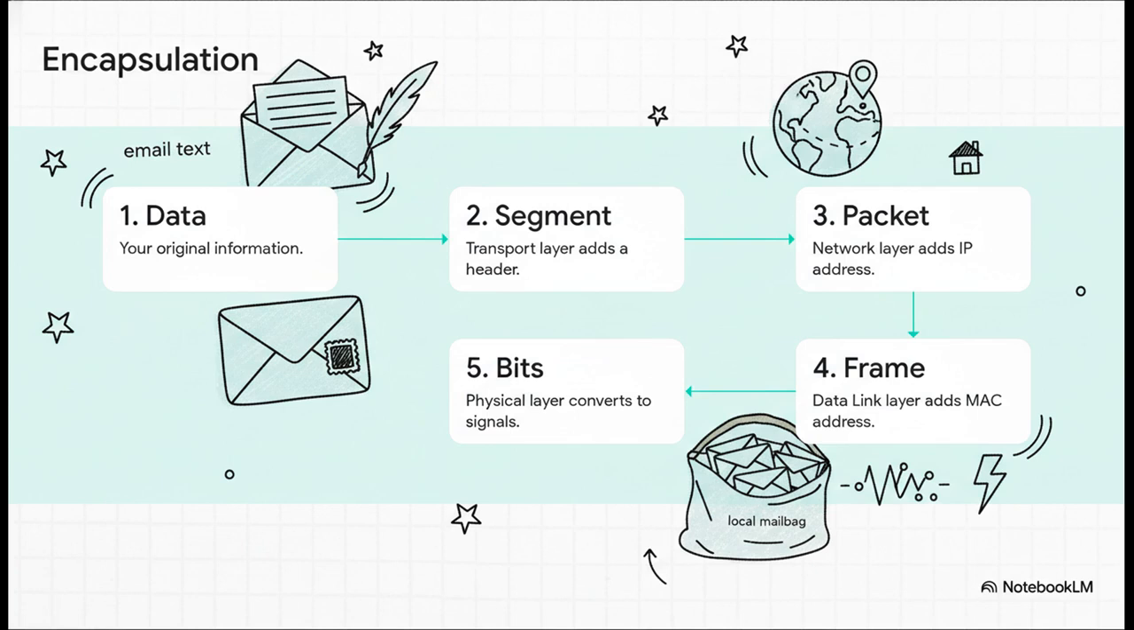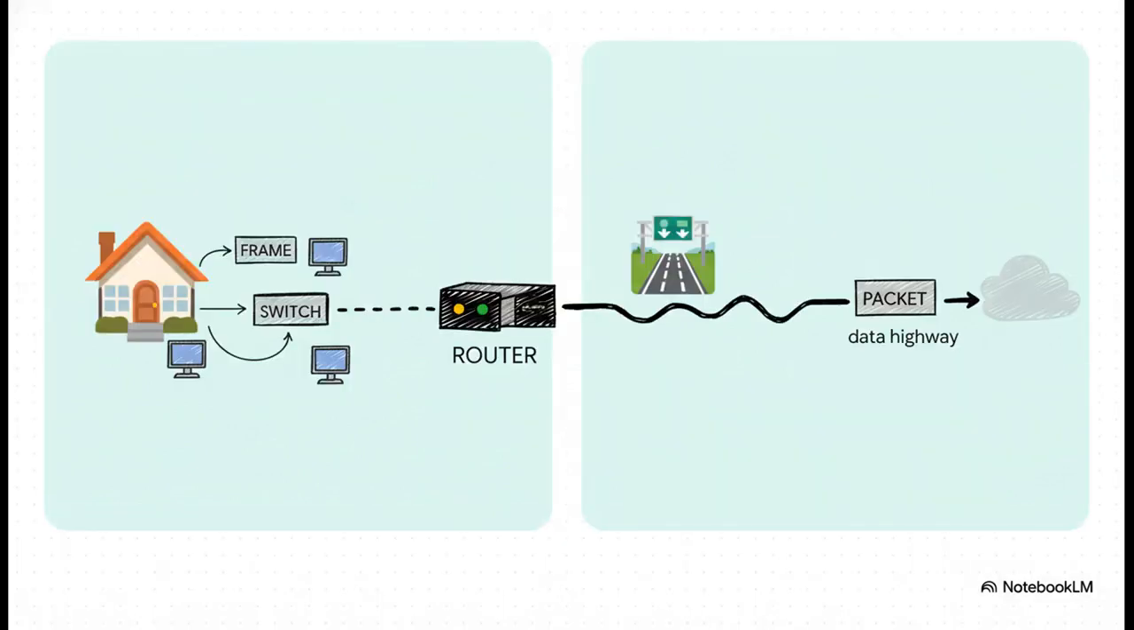Your actual email text, that's the letter. The transport layer puts it in a nice envelope called a segment. Then the network layer slaps the full destination address on it, and now it's a packet. Then the data link layer puts that packet into a local mailbag called a frame for delivery around the neighborhood. And finally, the physical layer turns that whole package into a stream of ones and zeros to send down the wire.